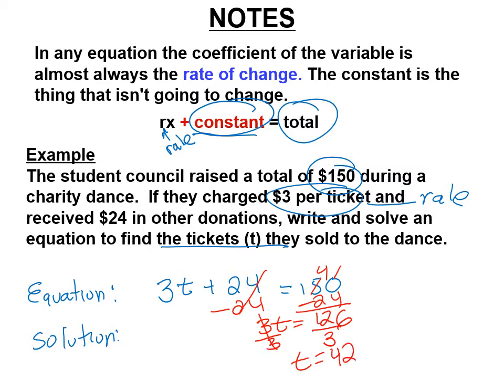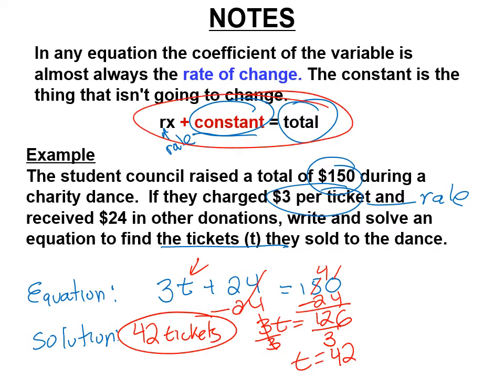Now, it's a word problem, so what does that mean? The solution here is 42 tickets. At $3 per ticket, they sold 42 tickets, plus the $24 they got in donations, for a total of 150. So we're going to do a whole bunch of word problems, but they all follow that same pattern every single time.